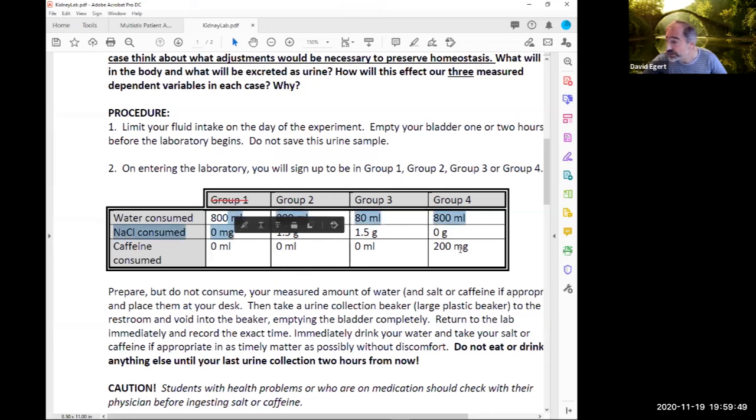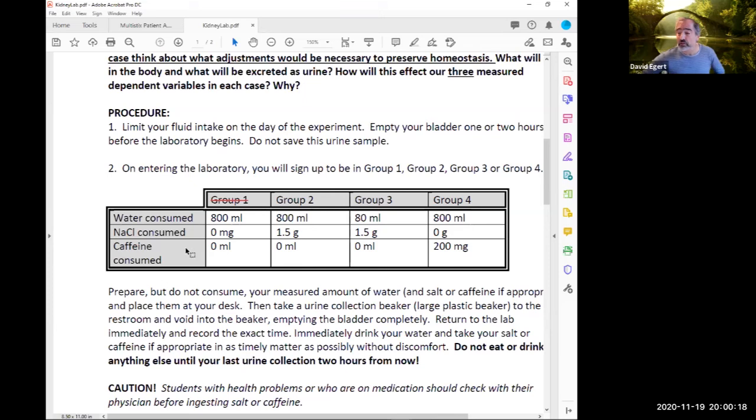What else? Caffeine. Caffeine is always funny because people always think they know what caffeine is going to do, but it'll be interesting. So you can do a little Googling. You can figure out what you think is going to happen, the effect of caffeine on these different things of urine output.